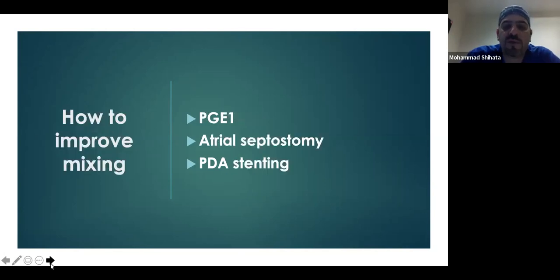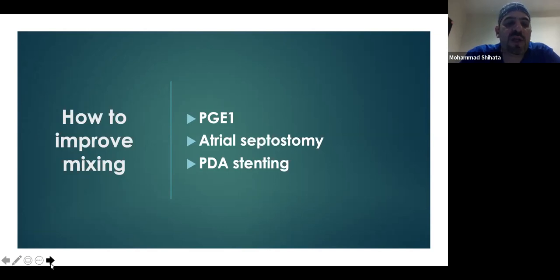How can we improve mixing if the baby is not born in a center where the problem can be addressed definitively? There are a number of measures that can be taken to improve the oxygen saturation and improve the chance of this baby getting to a center where they can receive treatment. Prostaglandin is a mainstay in cyanotic babies. You don't even have to know the diagnosis. If you have a cyanotic baby, most places just start prostaglandin without a clear anatomic diagnosis, because it's either a systemic or a pulmonary ductal dependent circulation.